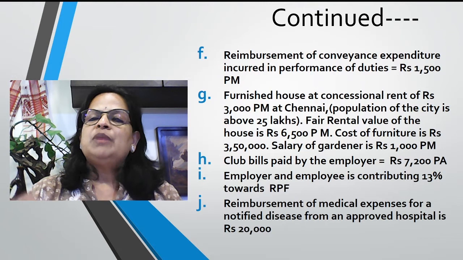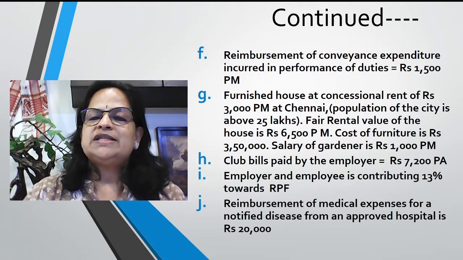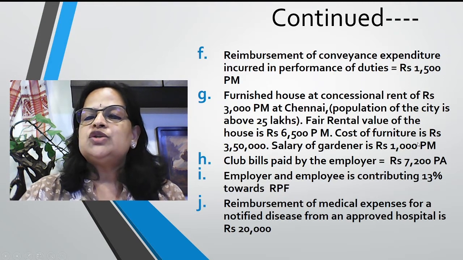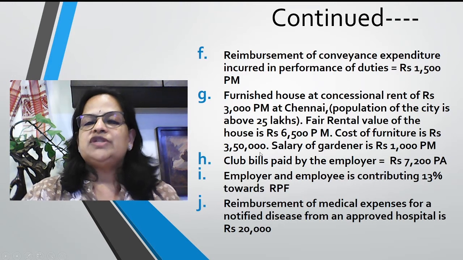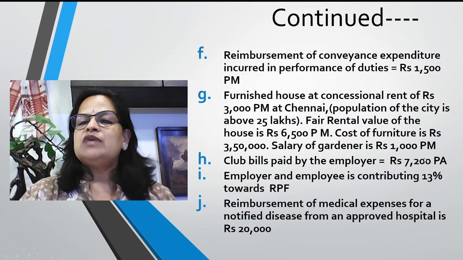At Chennai, the population of the city is about 25 lakhs. Fair rental value of the house is 6,500 per month. Cost of furniture is 3,50,000. Salary of gardener is 1,000 per month.